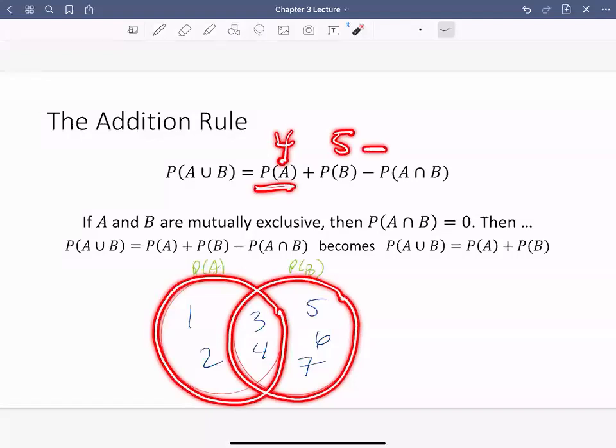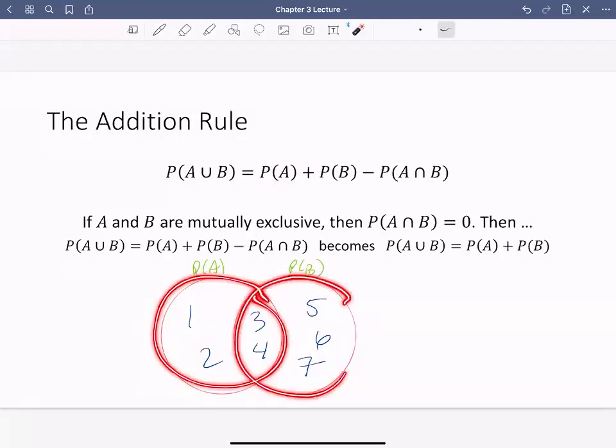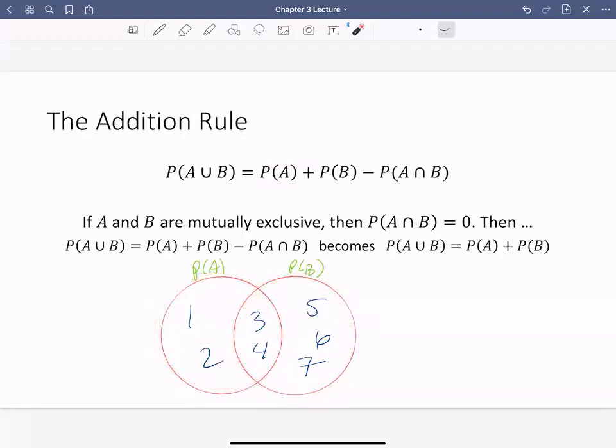And why do I need to subtract it? Because I have counted this twice. So I've counted 3 and 4 twice. How is that possible? I can't count something twice. I counted it in A and I counted it in B. So I have to subtract the intersection out so I don't include them. But let's say that this didn't even exist. There was nothing in here. So if they're mutually exclusive, then there's nothing for me to subtract. There's nothing that I counted twice. I counted 1, 2, 5, 6, and 7. Nothing in between.